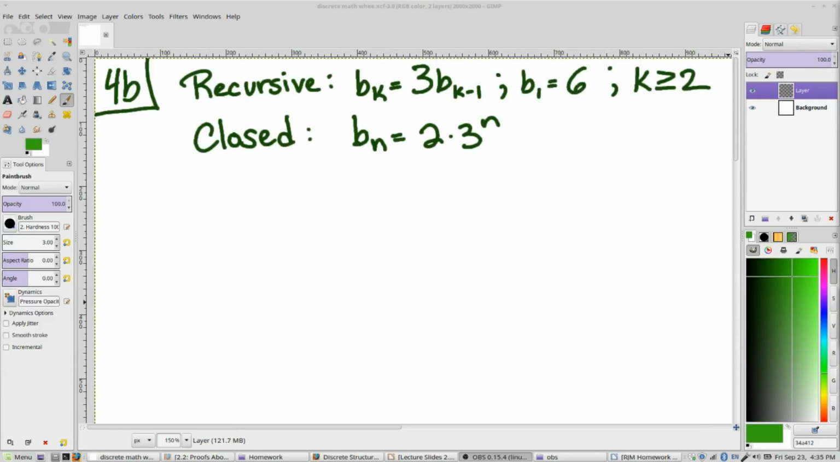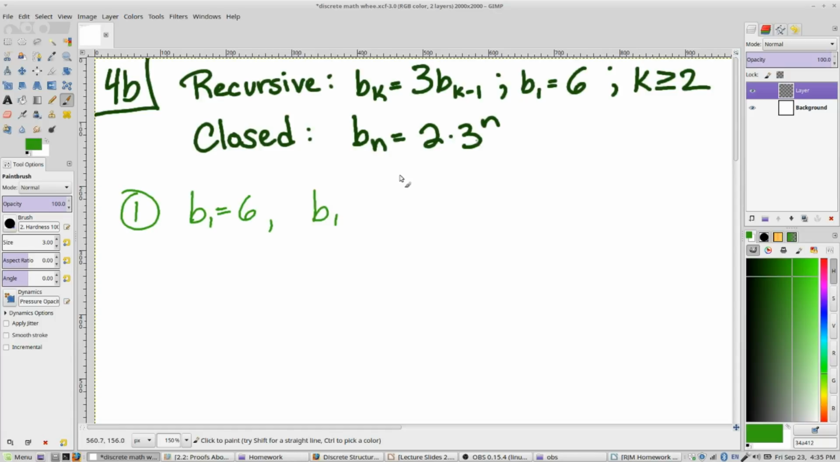And here is another lovely problem from the book, which is number 4b. So this one is pretty much the same sort of deal. So let's go ahead and say for number 1, we're checking just the value for when the index is 1 for both of these to make sure that they're equal first. So b of 1 from the recursive side is 6, we already know that. But then b of 1 from the closed side is equal to 2 times 3 to the first, and that's also 6. So that checks out for us.